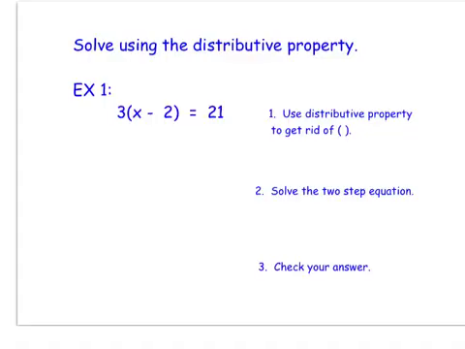Alrighty, what we're going to do today is use the distributive property to solve equations. Before, we just had expressions and we were simplifying, but now we have an equal sign, which turns it into an equation. So we're going to use the distributive property to solve.